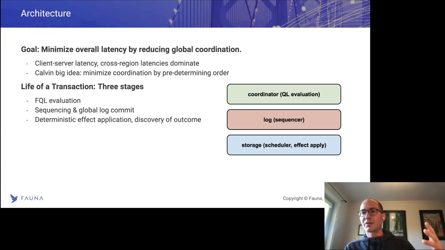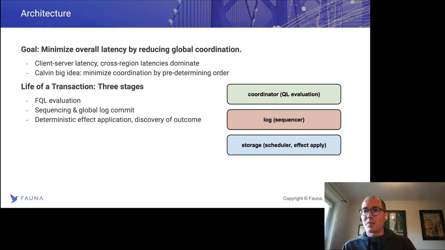Now, going forward, I'm going to zip through, hopefully as quickly as possible, Fauna's overall transaction protocol, then I'll try to point out some of the Calvin-specific aspects and how we use it. In Fauna, the life of a transaction is really in three stages. First, we evaluate the actual query language body, the expression we get. Then there's a step where we do transaction effect sequencing, and it gets committed to the log. And finally, once that's done, we deterministically apply the effects of that transaction and discover the outcome. I'll walk through that in a little more detail.